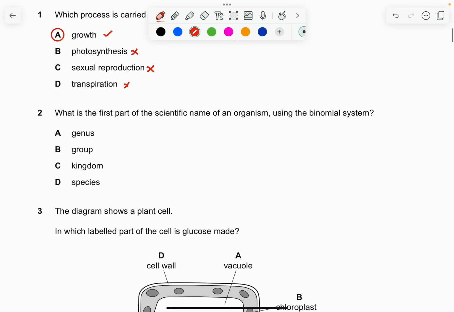Question 2. What is the first part of the scientific name of an organism using the binomial system? When they tell you what is the first part, it means, for example, I have this bacteria named Bacillus cereus. So they say the first part is this part. So what is this part called? It's known as the genus.